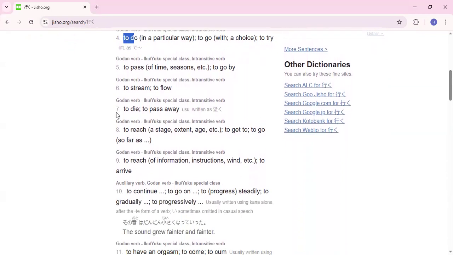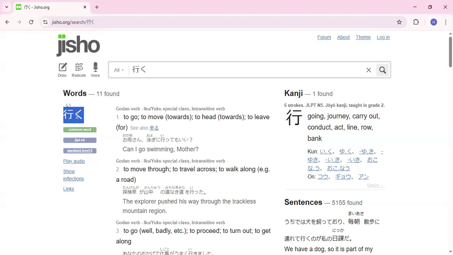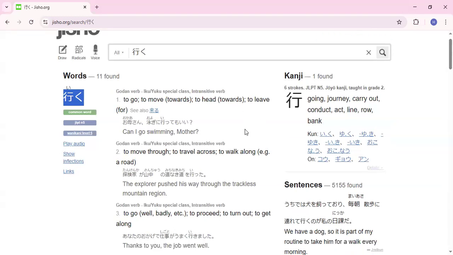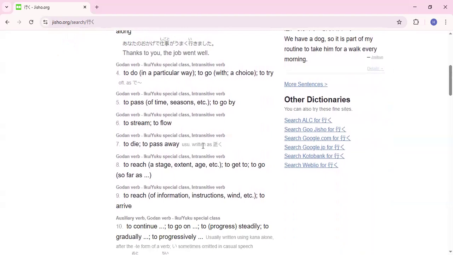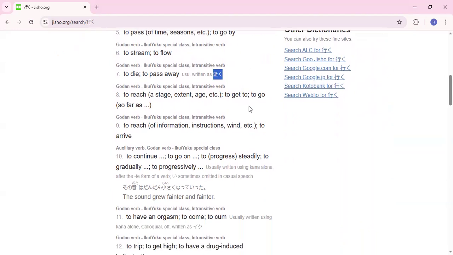To die, right? So you can also say when someone passes away, you can say iku, right? And here the kanji for iku is this, right? But when you talk about someone passing away, it's usually written as this iku, right? So it tells you when there are exceptions. It's kind of the same iku, but you don't write it with that kanji. If it means to pass away, you write it like this.